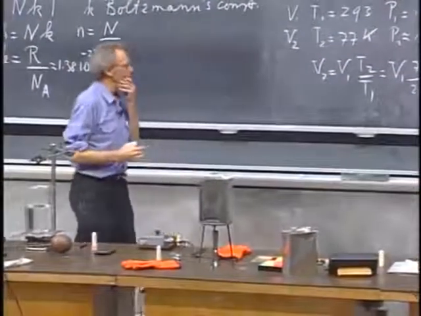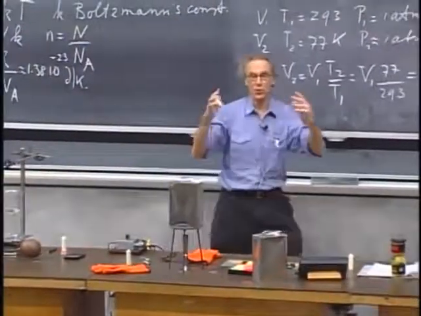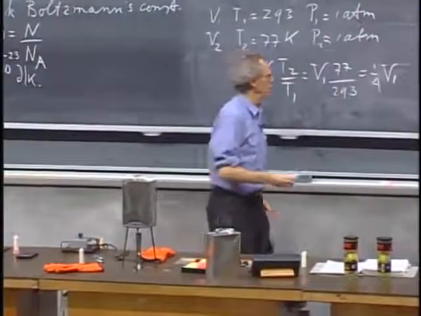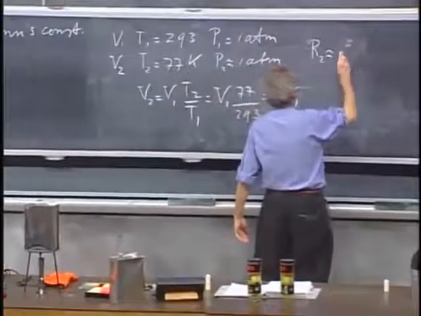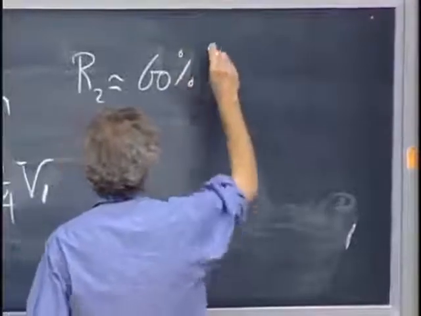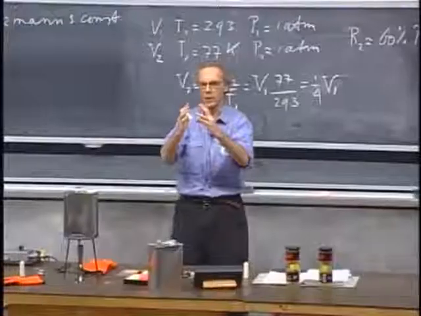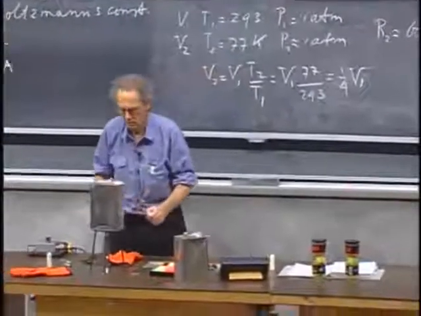If the volume is 4 times less, then the radius becomes 60% of what it originally was, because R cubed goes with the volume. So R2 is about 60% of R1. So that should be very noticeable. A balloon this big should become this big. What you will see, however, is something very different.